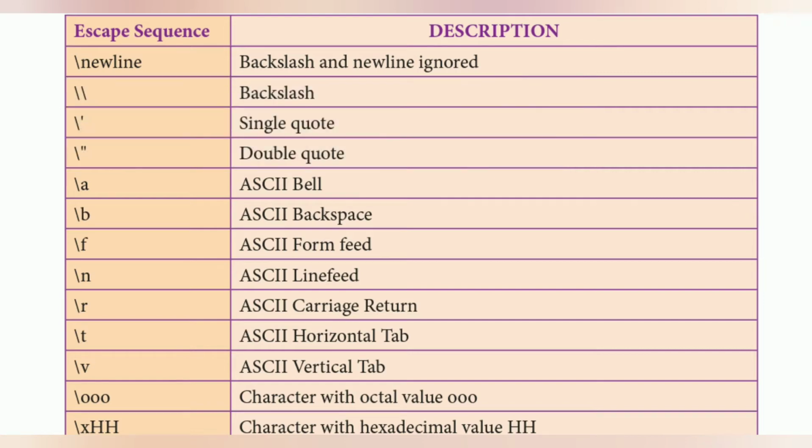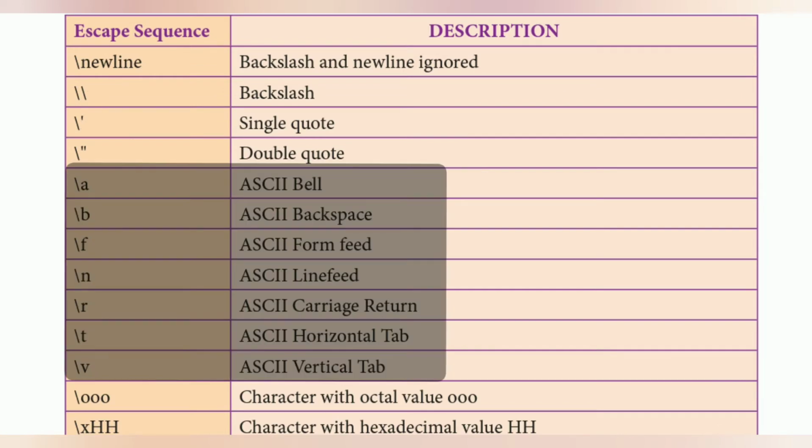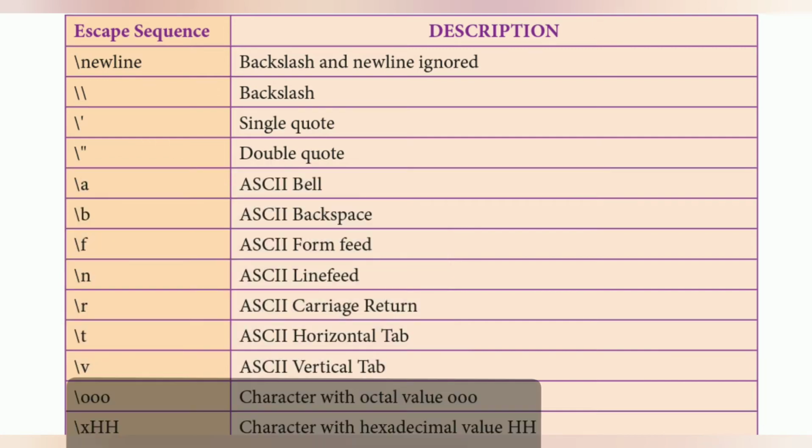And now all these are the non-graphical characters. \a, you can hear a bell sound. \b is used for backspace. \f, form feed. \n, line feed, it inserts a new line. \r, carriage return, and \t, horizontal tab, you will get a tab space. \v, vertical tab, you will get vertical tab space. And then we do have backslash with triple o to represent an octal value.